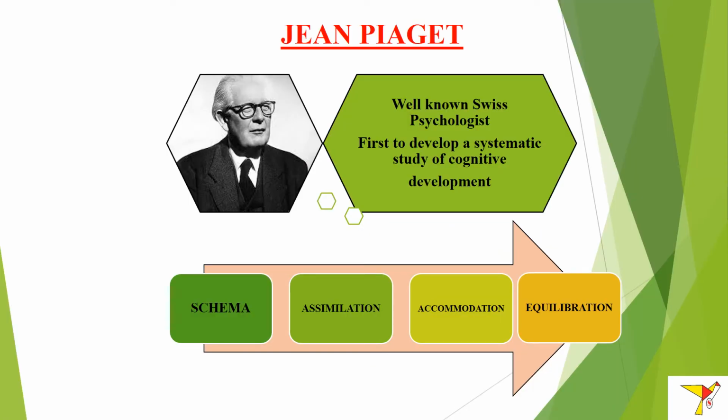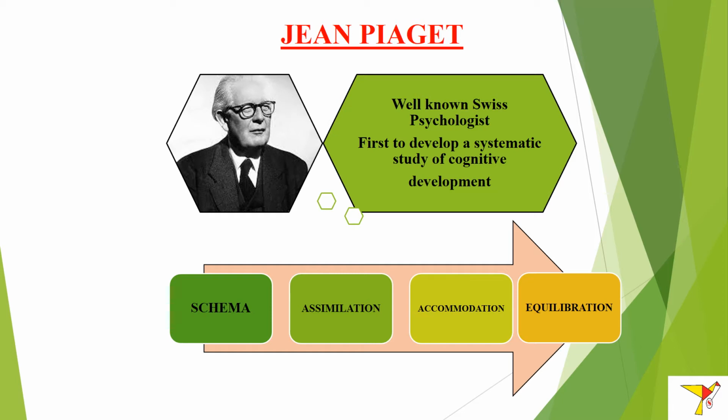Jean Piaget is a well-known Swiss psychologist. He was the first psychologist to develop a systematic study of cognitive development, that is, a detailed observational study of cognition in children. He wanted to find the way in which fundamental concepts like the idea of number, time, quantity, and justice emerged in children. Earlier, children were considered smaller versions of adults, but Piaget showed young children think in a different way compared to adults, and they aren't smaller versions of adults.